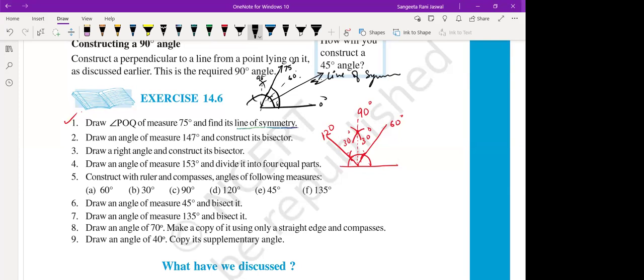Ma'am, we need to measure the 75 degrees angle. You can measure 75 degrees and then bisect it. Okay, ma'am.